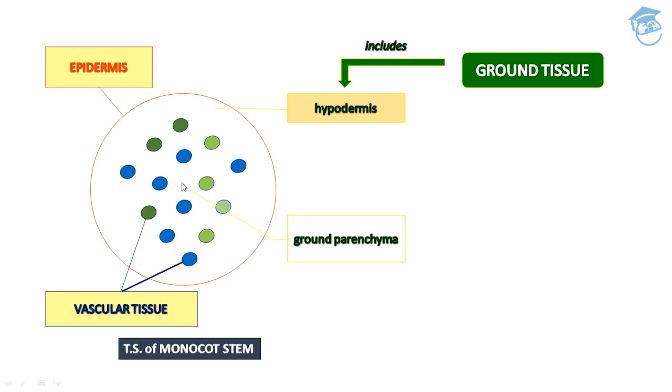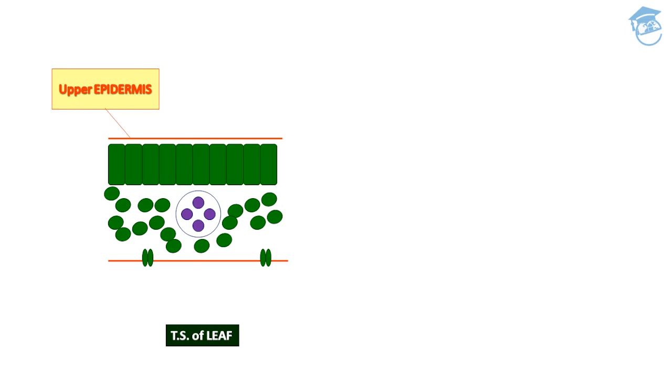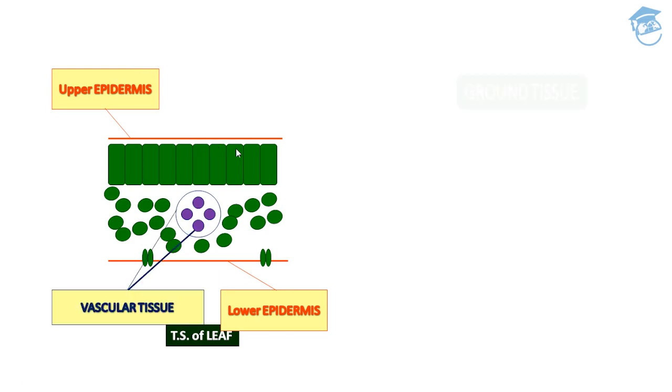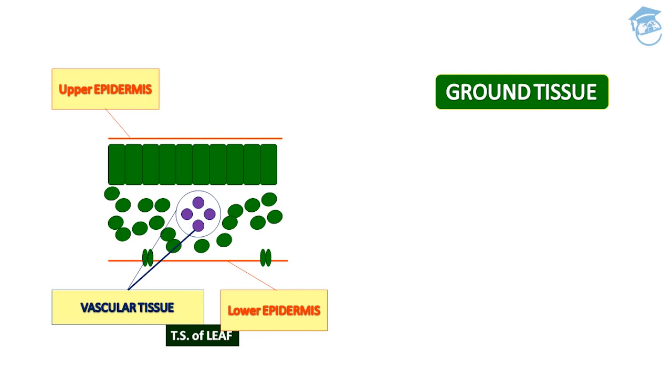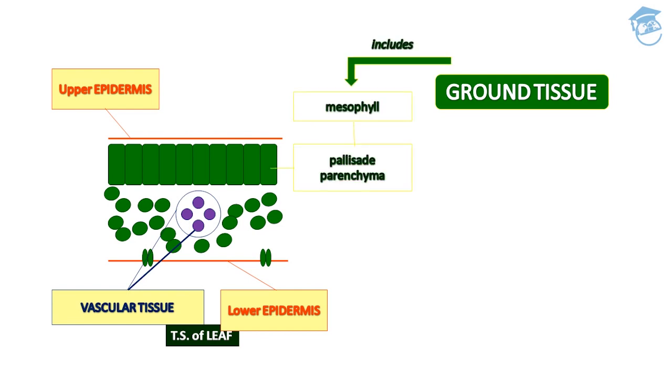Okay, which is this. Now we'll see the transverse section of leaf. This is the lower epidermis, as you can see, and this is the upper epidermis. This is the vascular tissue, which is represented by this purple color, and it includes mesophyll, it includes palisade parenchyma and spongy parenchyma. That means palisade parenchyma and spongy parenchyma together comprise mesophyll. Okay, so this is the transverse section of leaf.